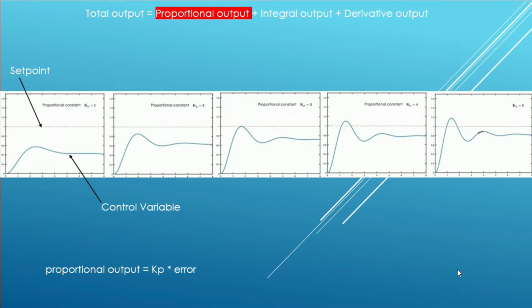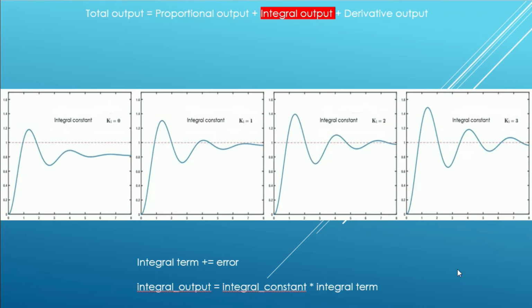So we're going to use integral control in our PID scheme to fix this offset problem. The integral control output is defined as the integral constant multiplied times the integral term. Now the integral term is a running sum of all past errors over time. It accumulates the errors, giving more weight to the persistent error in the proportional control variable, or essentially moving it toward the set point.